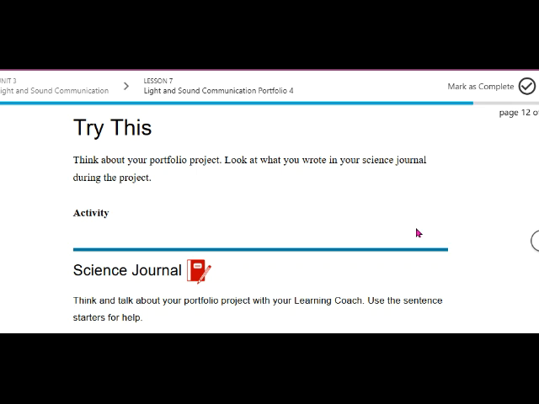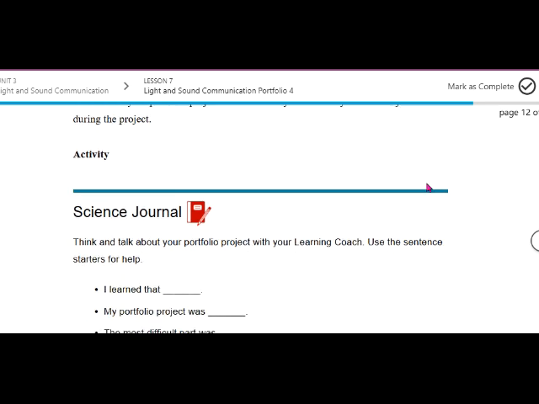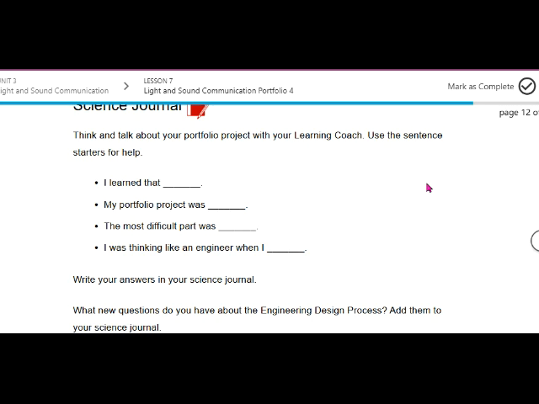Think about your portfolio project. Look at what you wrote in your science journal during the project. What did you change? What did you adjust? What did you add? Think and talk about your portfolio project with your learning coach, and then use these sentence starters for help. Write your answers in your science journal.